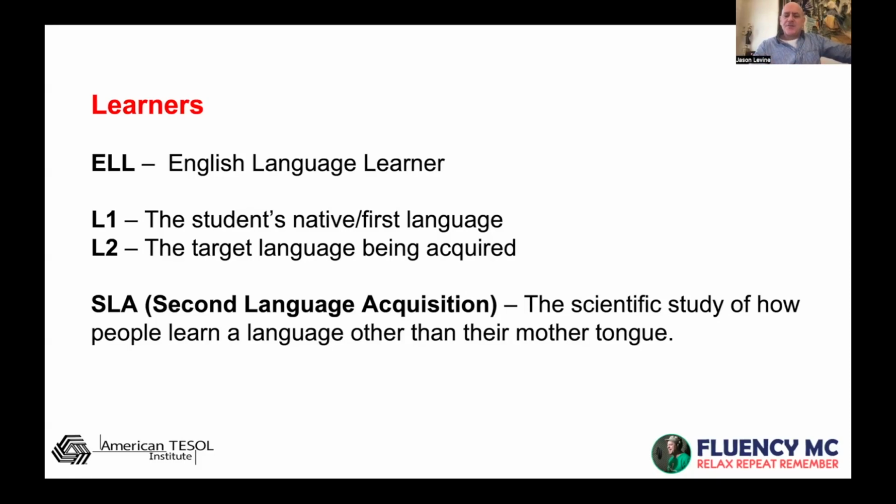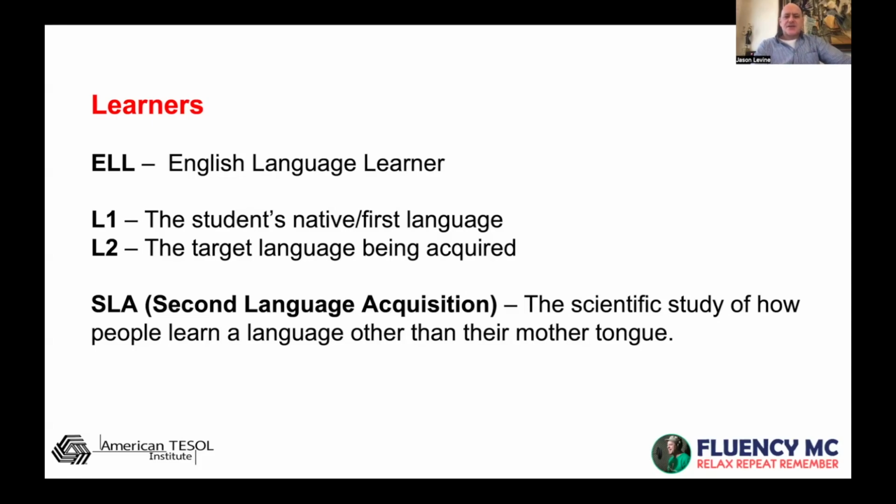L1 and L2 are really important terms. So the L1 obviously could be any first language that your student speaks, and the L2, the language being acquired, in this case English, but L2 could be, if you're learning Spanish as a second language, or Swahili as a second language, et cetera, et cetera. So those are not terms that are used only in ELT. Those are used in linguistics and all language teaching.